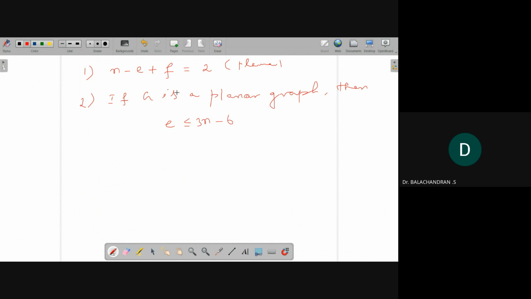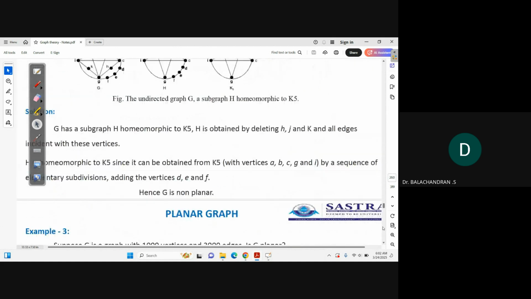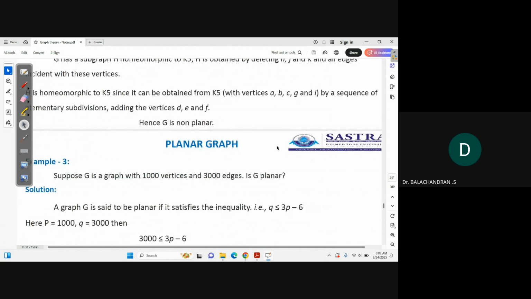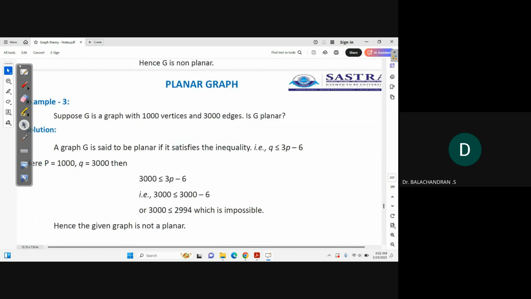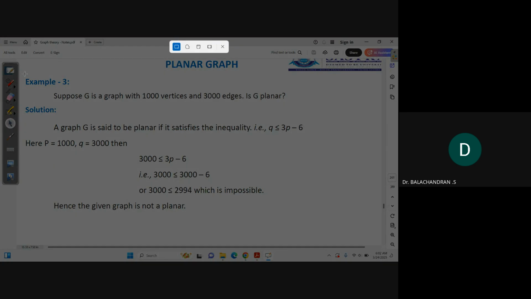So using this result, we are going to discuss some of the problems. There are around 15 problems. I'm not going to solve all the 15; only some of the important problems I am going to discuss with you. So here you can see this. I'll take the snapshot quickly and then wait here.